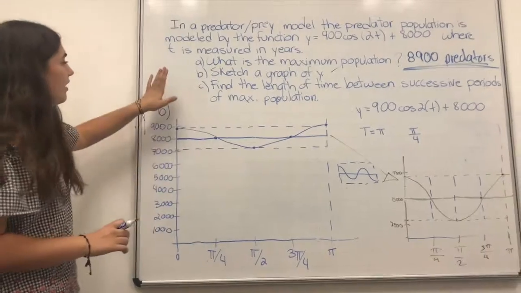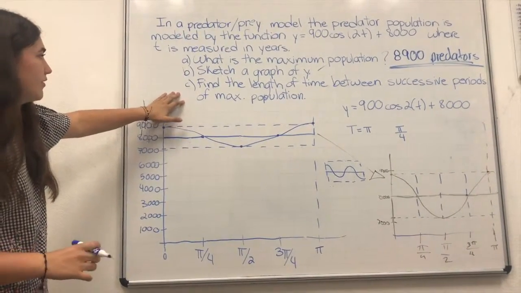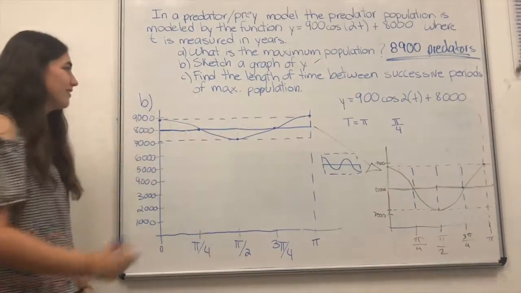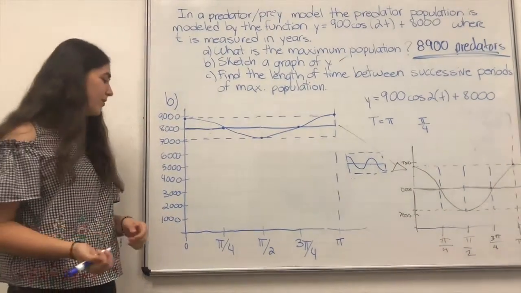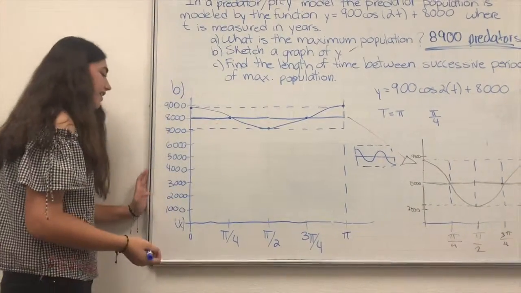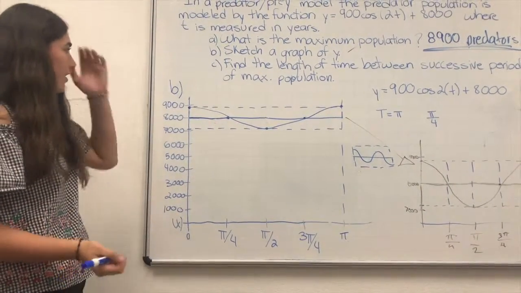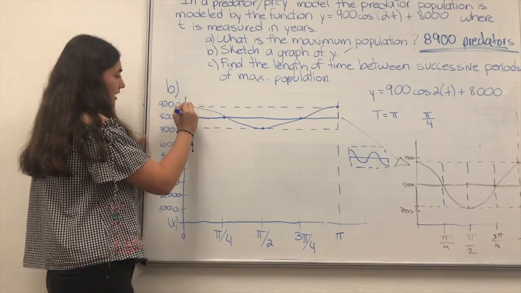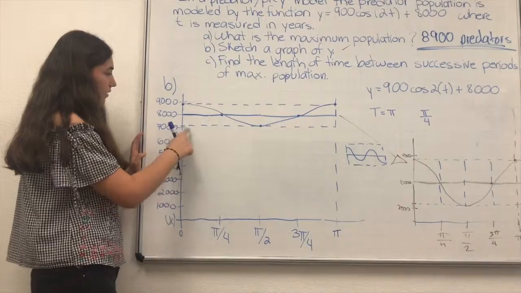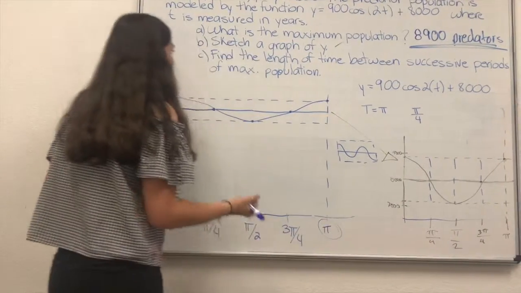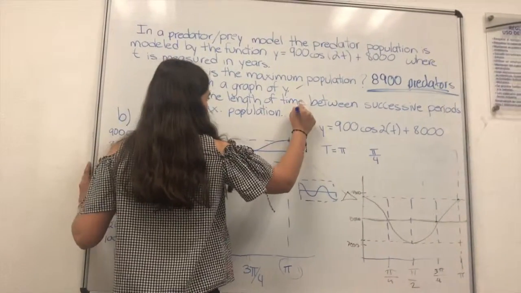So for question C, you have to find the length of time between successive periods of maximum population. So just remember that your x-axis is the time. So you just need to check how much time is from the beginning of your graph to the end, and it is pi. So the answer for letter C is pi.